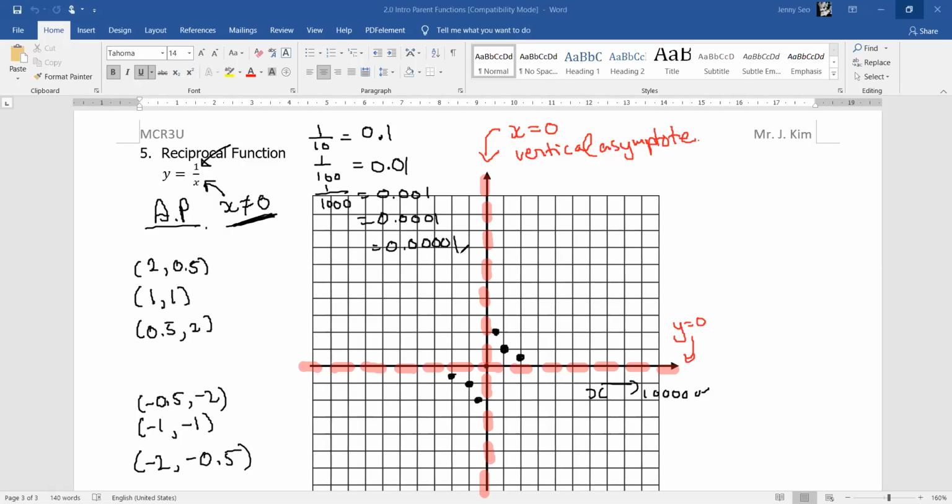Here's a question. Will it ever equal 0? No. Will it get close to 0? Yes. But will it equal 0? No. So because of that fact, this function is going to get infinitesimally close to 0, but will never touch 0.